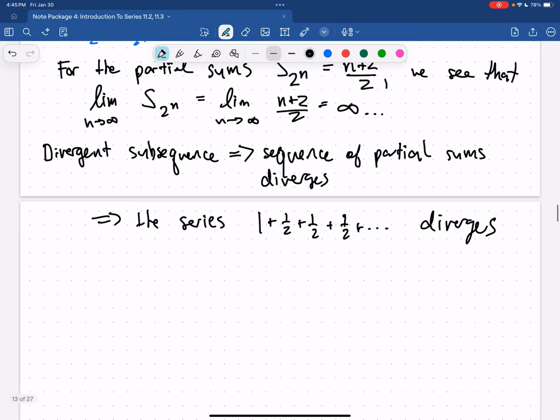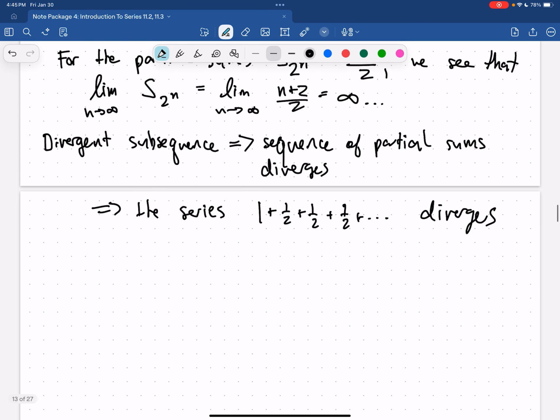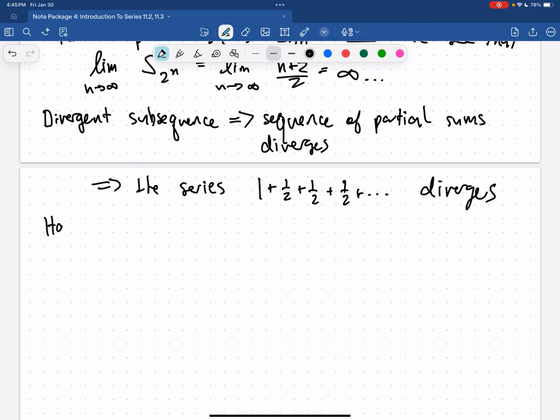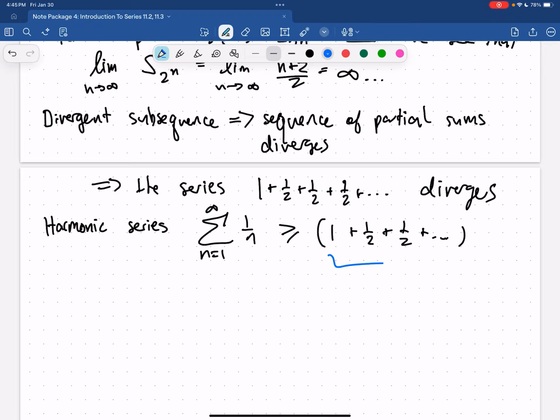Well, in the same way that we've got, when we have two sequences and one is greater than the other and the smaller one diverges, the greater one must also diverge. We get that with series. So we can say harmonic series. We saw that that series was greater than or equal to the series that's 1 plus 1/2 plus 1/2. And if this is divergent, then we can say harmonic series diverges too.